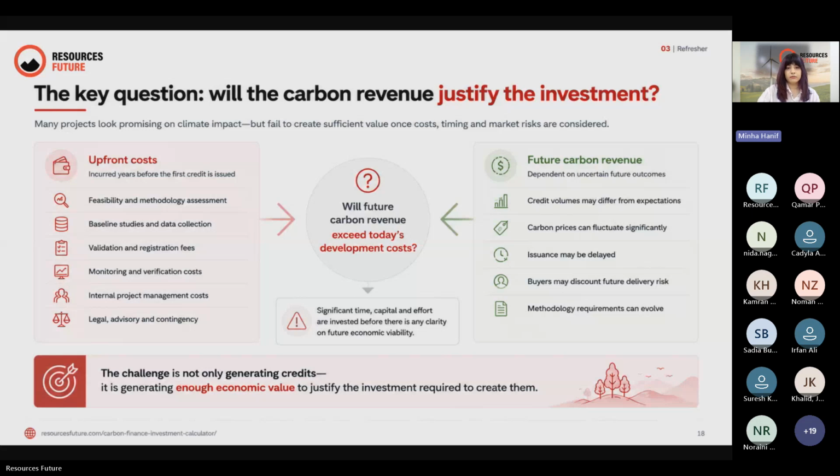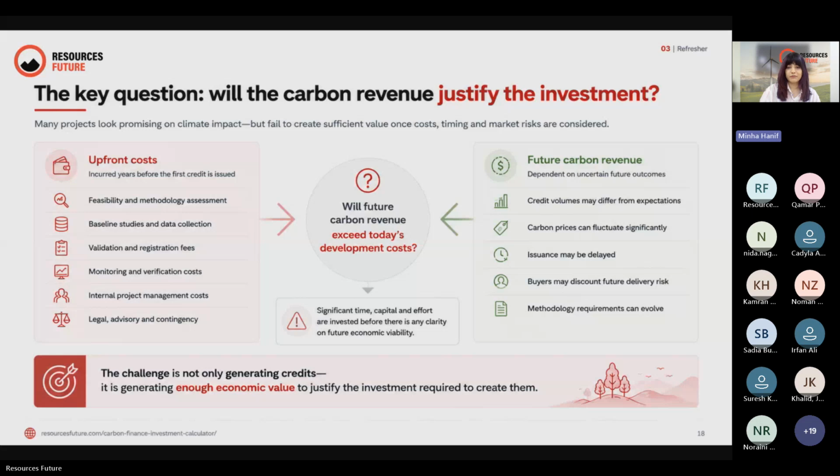So every carbon project ultimately comes down to this investment decision. On one side, you have the development costs of today, and as I mentioned, feasibility work, baseline studies, registration fee, and on the other side, we have the future carbon revenue. But the challenge is not simply generating carbon credits. The challenge is often determining whether the future value of those credits is sufficient to justify the investment required to create them. I hope by now I have elaborated the gap that our screening tool addresses.